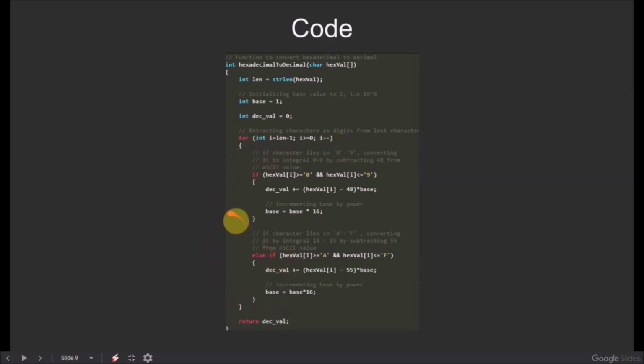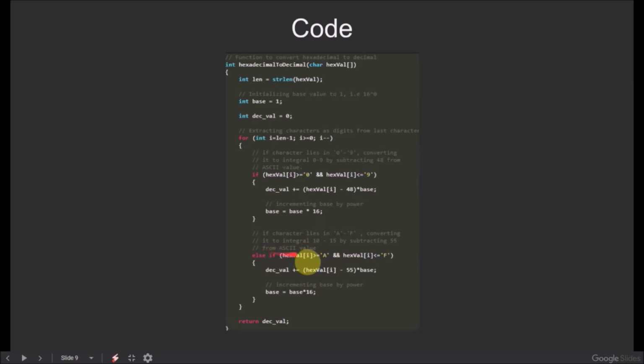Inside the for loop, first of all we will check if the character lies in the range 0 to 9. If yes, we will convert that character value into integral value by subtracting 48 from its ASCII value. Therefore, if hex value i is greater than equal to character 0 and hex value i is less than equal to character 9, we subtract 48 from hex value i to convert it into integral value and then we multiply it with base and add it to the decimal value. After that, we change the value of base by multiplying it by 16.